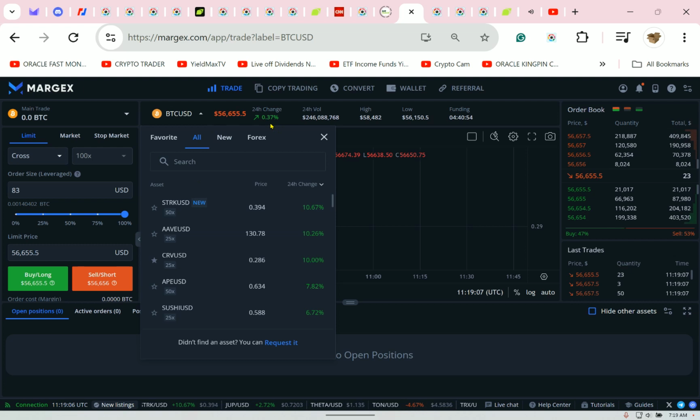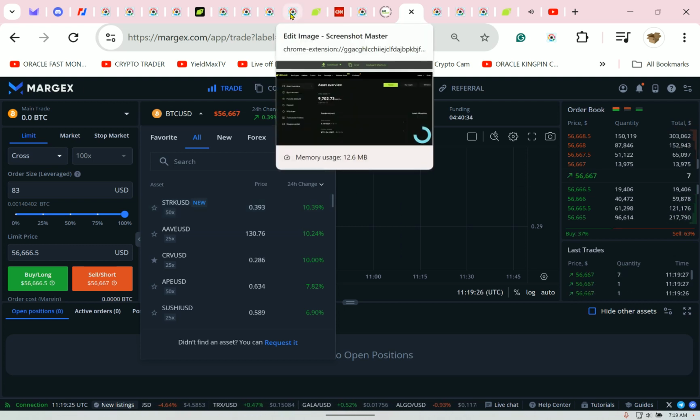Bitcoin is only up 0.37. Why is Stark up 10%? Do you know what happens when you take one of these down? It's like Tai Chi. It uses, I don't know, Taekwondo. It uses its own momentum and force against it. And you can make incredible gains.